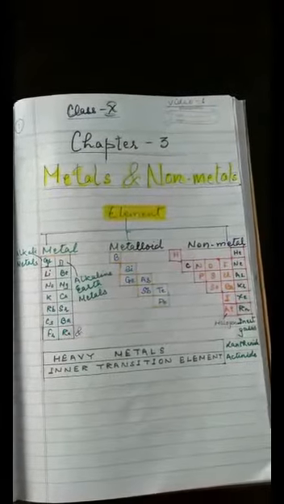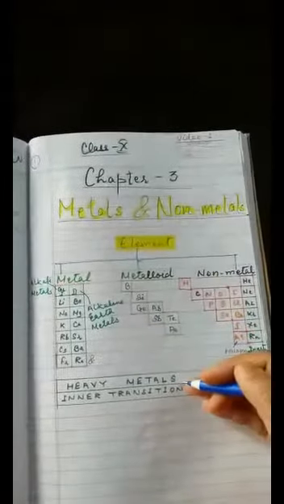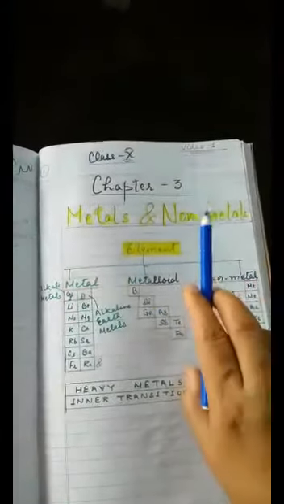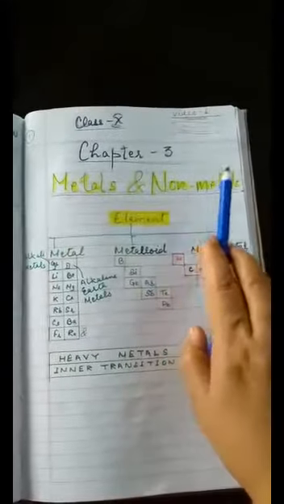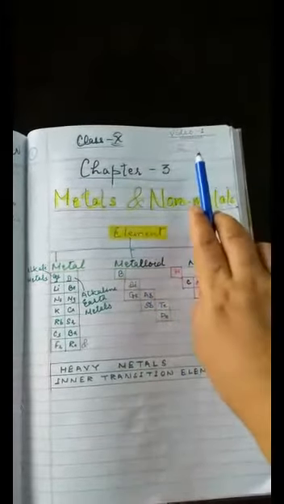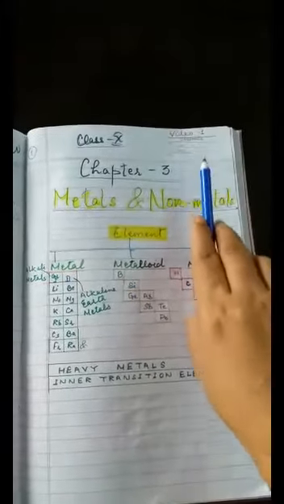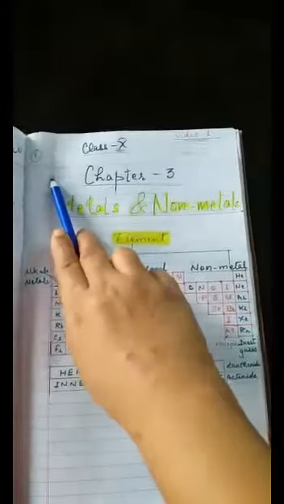Let's discuss chapter 3. Chapters 1, 2 and 3 are in your first term, so this is the last chapter of your first term. This is the first video of chapter 3, Metals and Non-metals. The page number is 1.